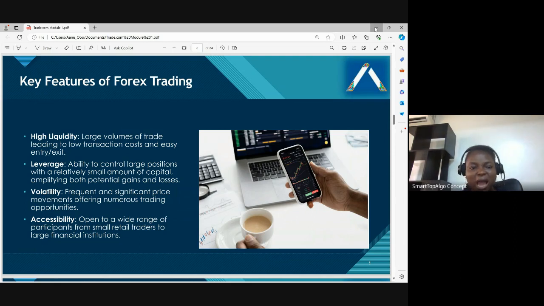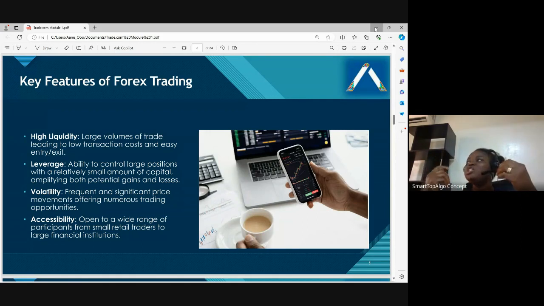Number one, high liquidity. Now, what do I mean by that? Large volume of trade leading to low transaction costs and easy entry and exits. What this means is, when you're trading Forex, it gives you access to large volumes of trade. You can enter as many trades as possible, and you are paying as low as possible.